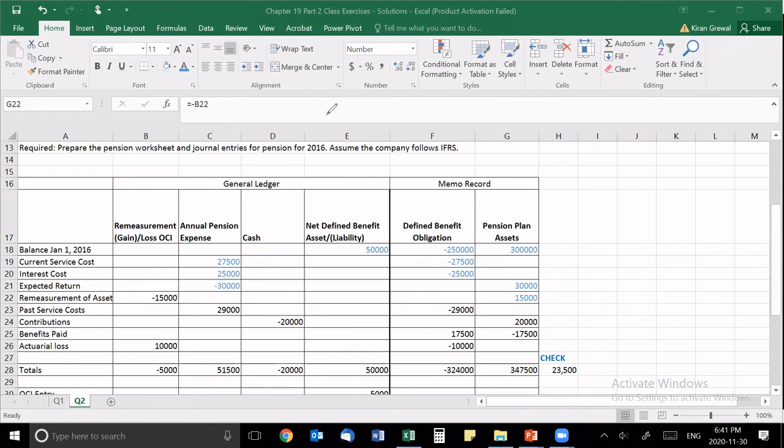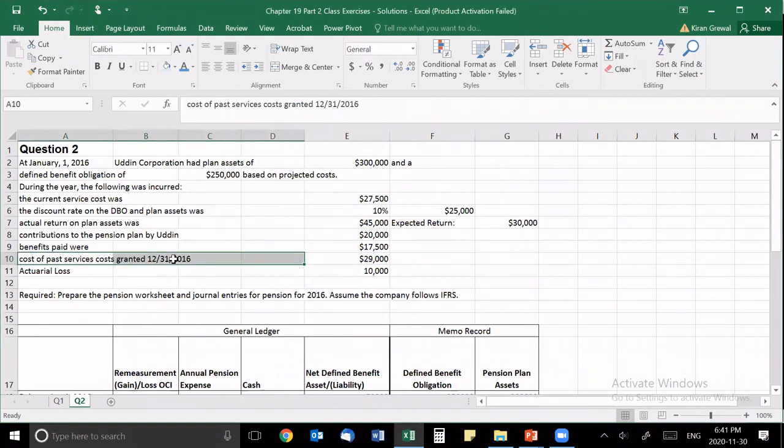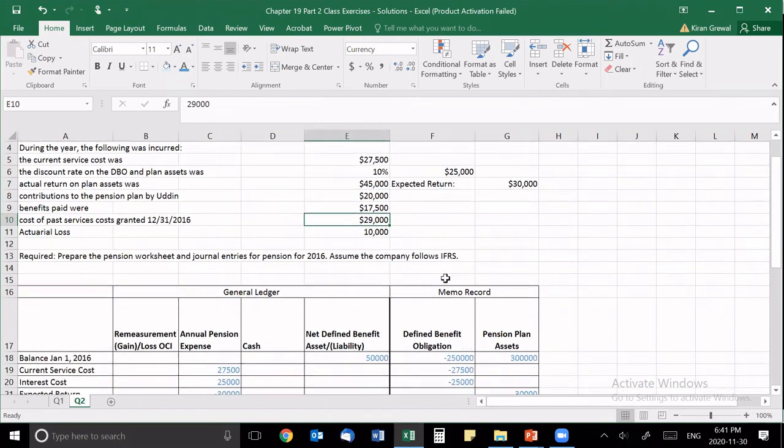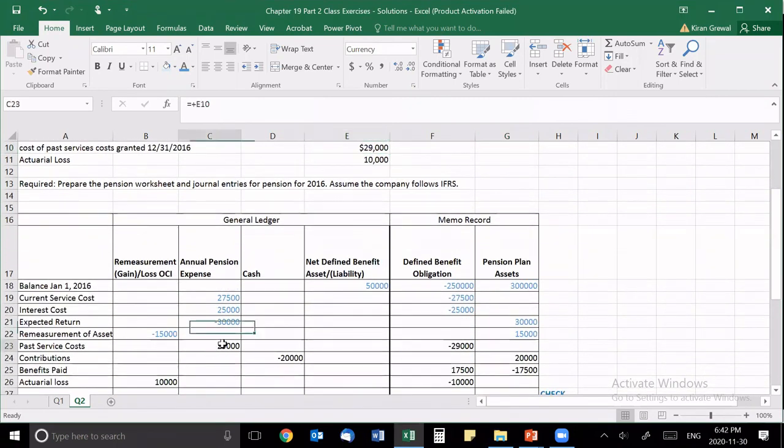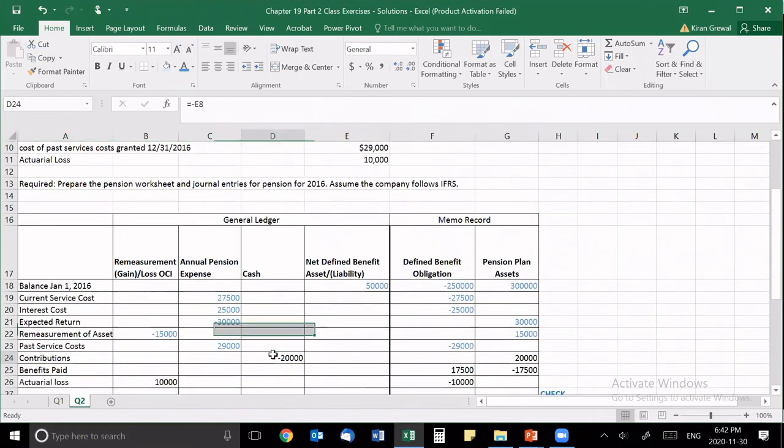All right, so we've dealt with that. Next, our past service cost. Past service cost was granted December 31st, 2016, 29,000. So it's going to increase our pension expense debit, and increase our DBO credit. We have some contributions that were paid by the company. $20,000 was paid out to the pension trustee. So we know that's going to decrease our cash credit, and it's going to increase our asset, which is a debit.